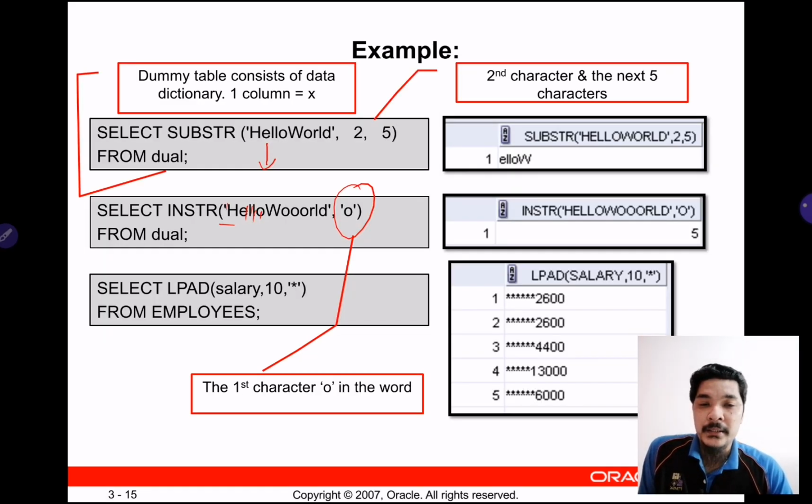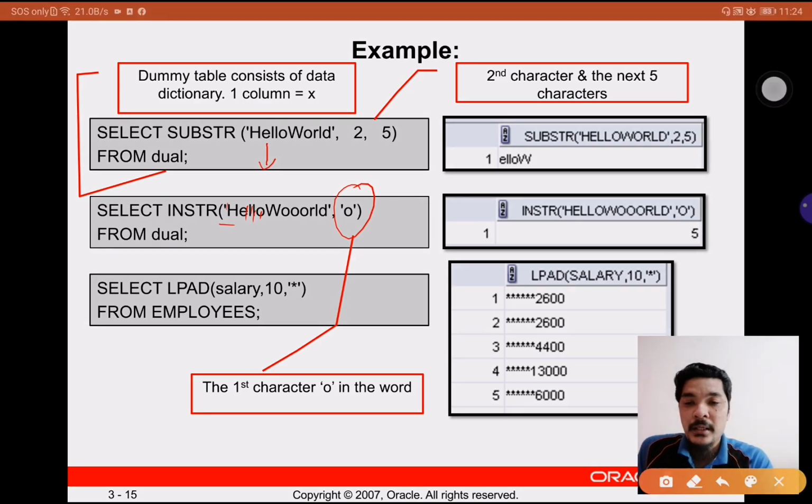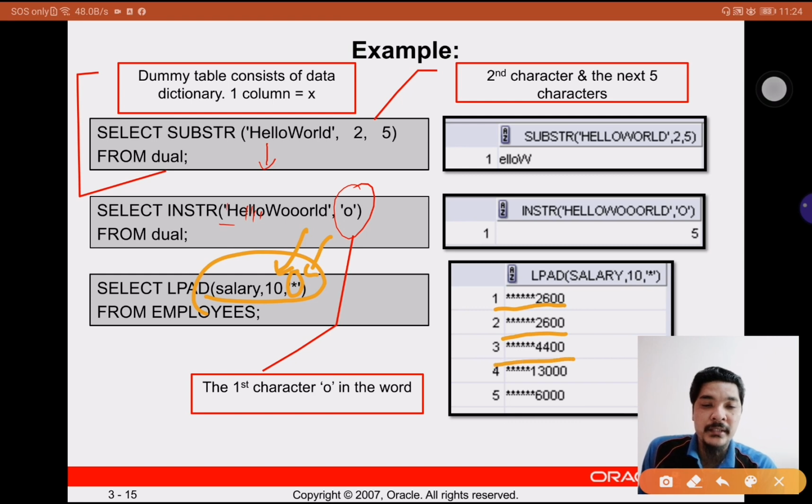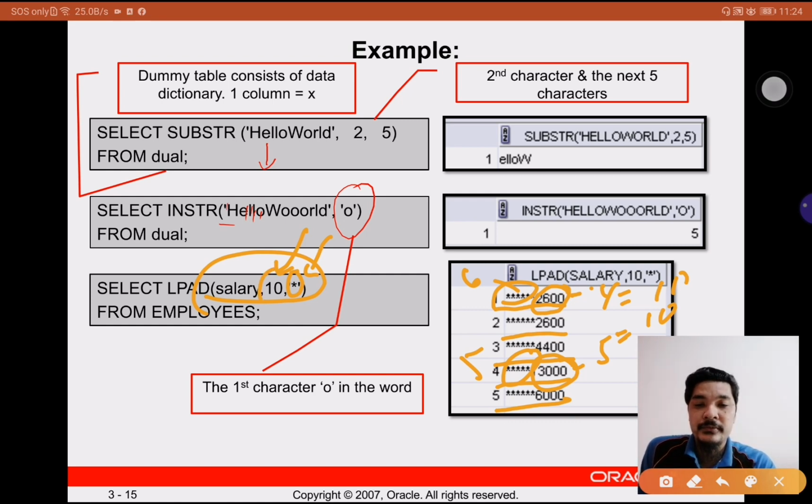Okay, the next one, LPAD salary. LPAD salary 10. So this reserves 10 characters for the salary, and the remaining we'll put as a star here. If we count, this is all 10 characters. This is the salary, and the remaining is stars. In this case, the salary is only 4 characters. In the example it is 5 characters, stars are 5; here it is 4, stars are 6. So the total is equal to 10, because the reserve is 10 here.